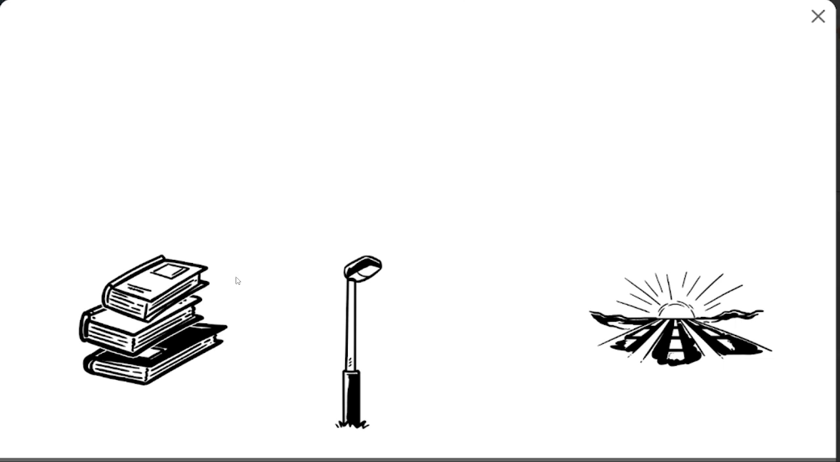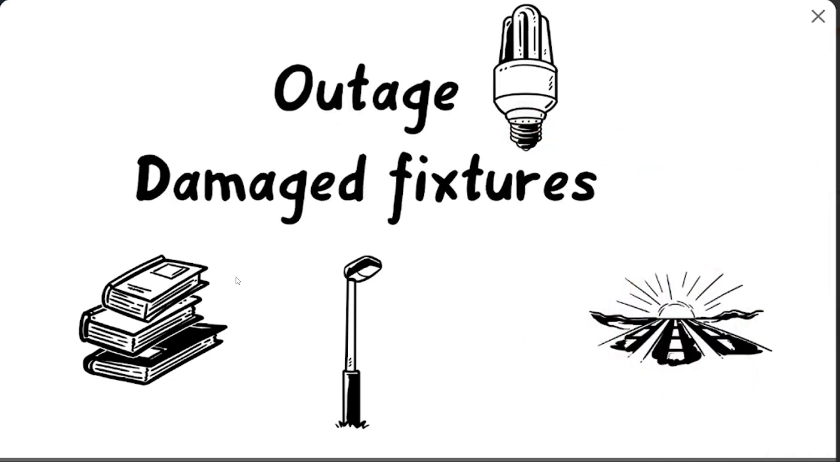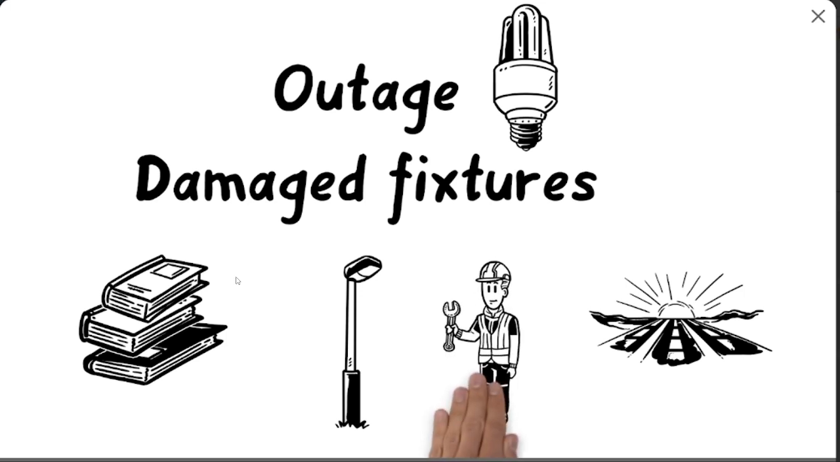Highway lighting systems often confront a myriad of problems that demand attention: bulb outage, damaged fixtures, inadequate lighting, energy inefficiency, light pollution, inconsistent lighting, and lack of maintenance, and this can lead to feared disasters.